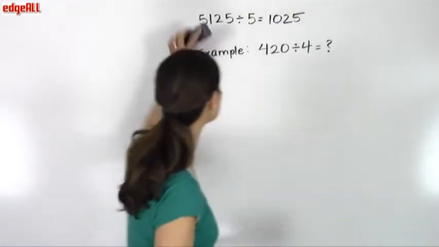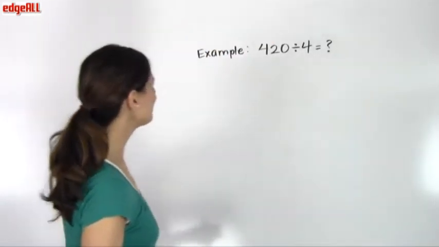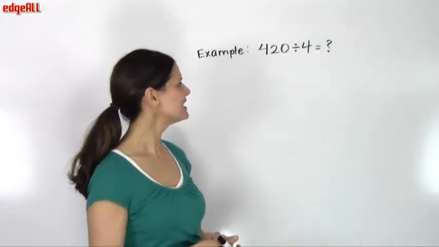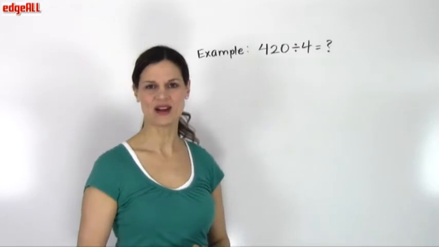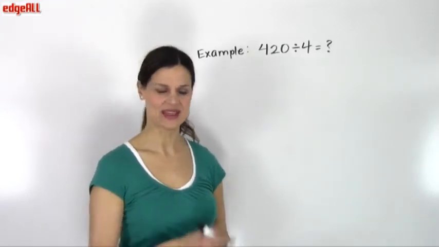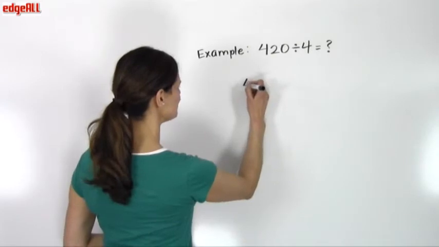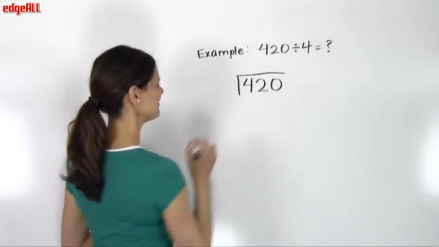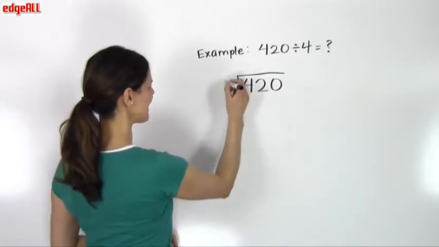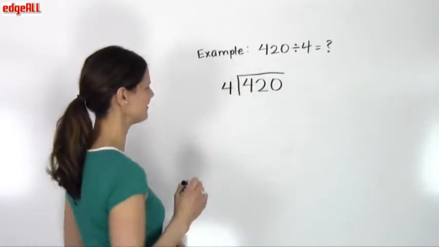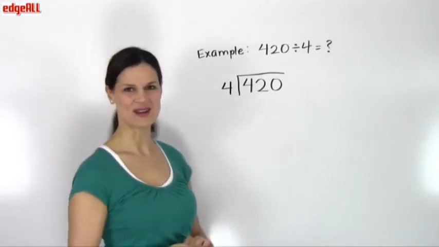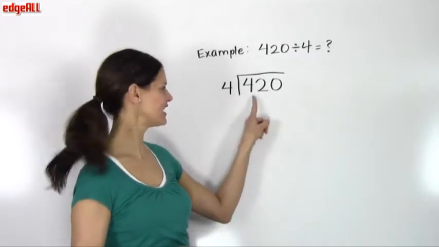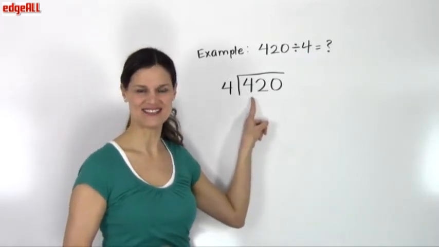So we are going to look at the problem 420 divided by 4. Let's begin by setting it up with our regular long division setup. We put the 420 here, our division symbol above and to the side, and our 4 out in front. Since I have a 1-digit divisor, I can start by just looking at the first digit of my dividend.